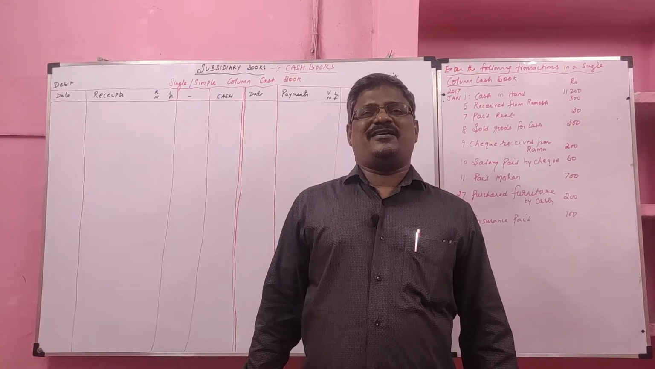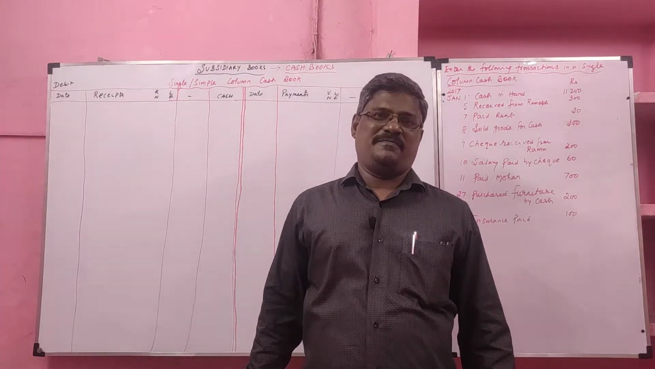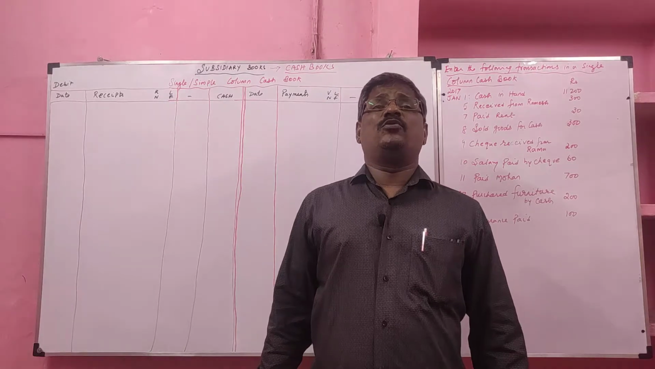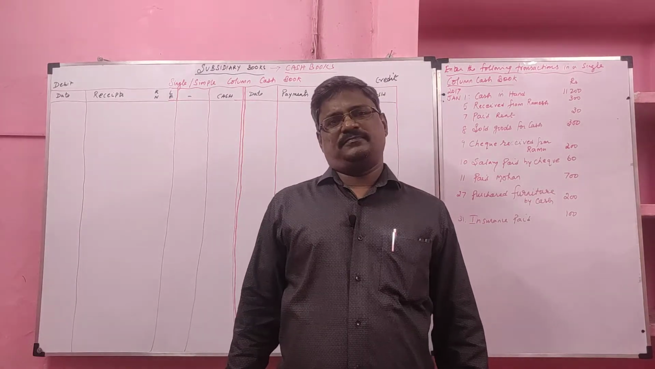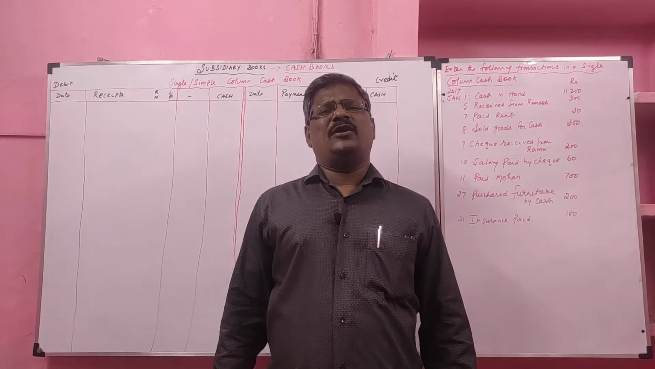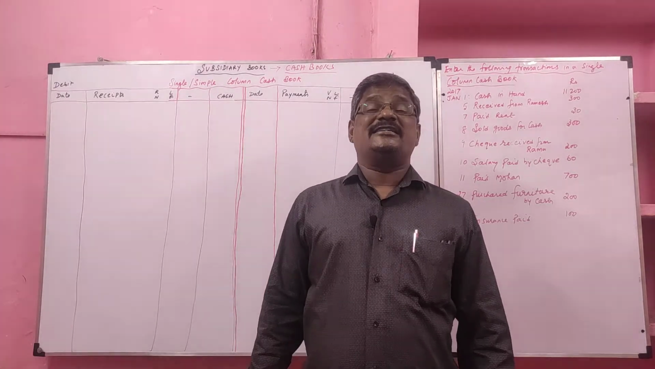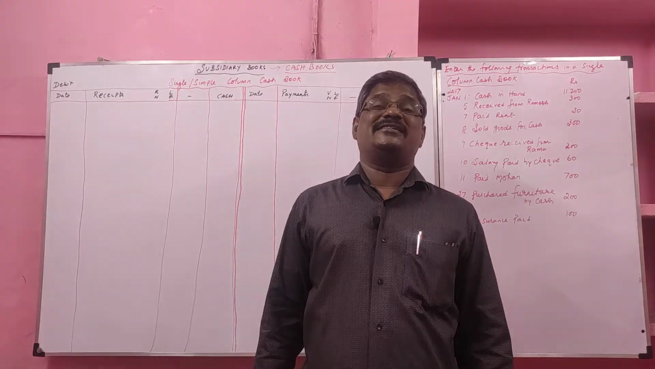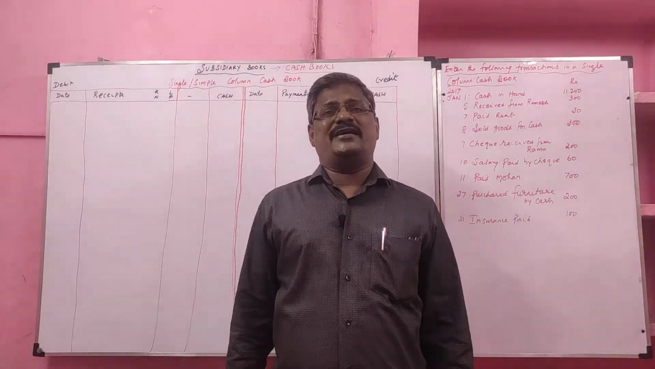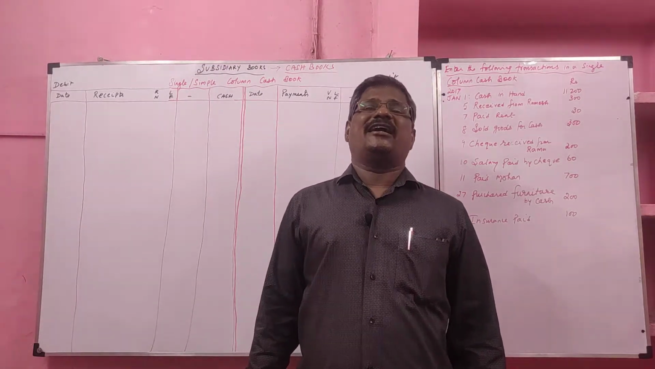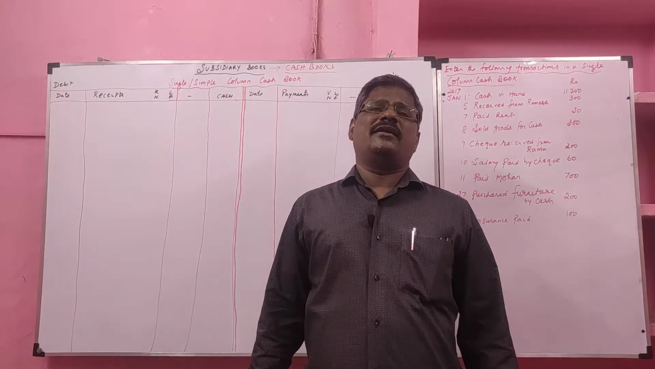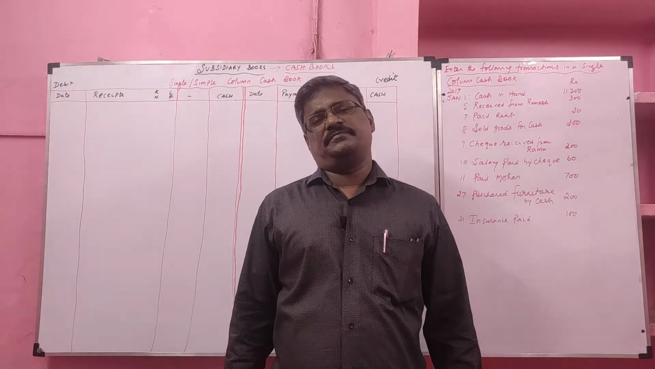Students, today our topic is cash book. Cash book is a peculiar subsidiary book. Why are we calling it a peculiar or special type of subsidiary book? Cash book is a subsidiary book as well as a ledger. So we can call it cash book or cash account. It is also termed as receipts and payment account.